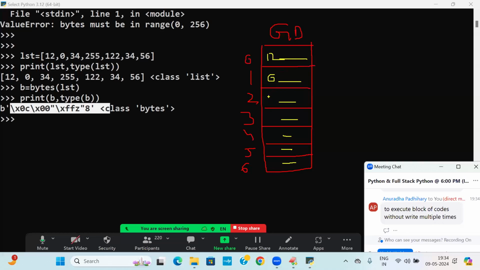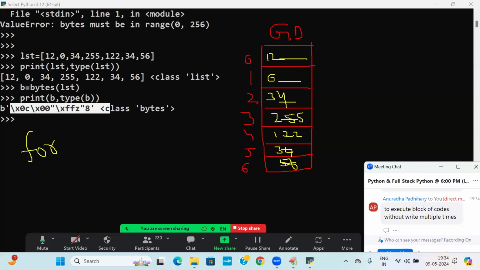Now today, I am talking about what value is present here. 12, 0, 34. Next is called what? 255. Next is called what? 122, 122, 34. And next is what? 56. Exactly matching. Now I want to go for retrieving the data. How to retrieve the data?